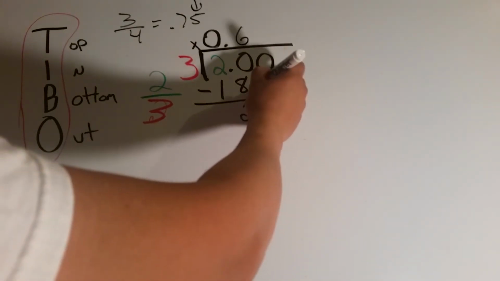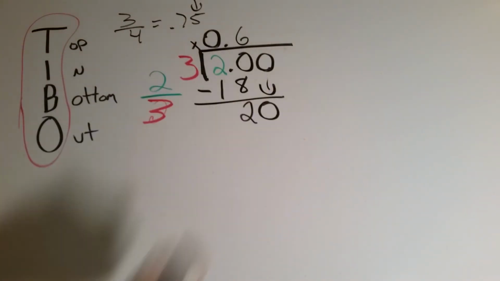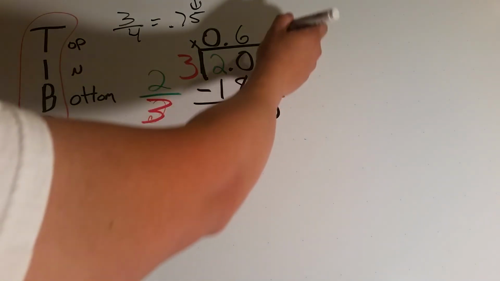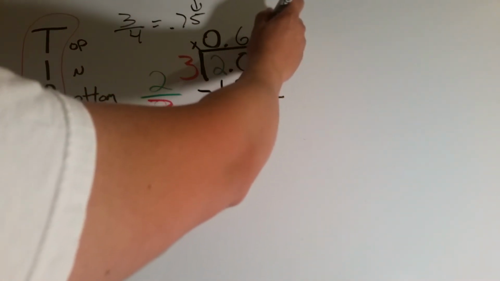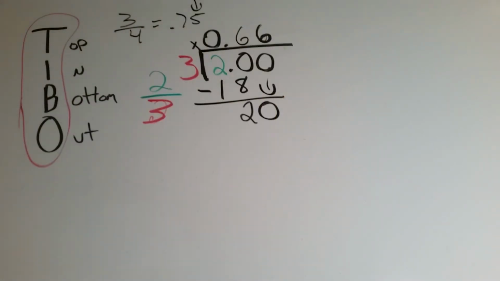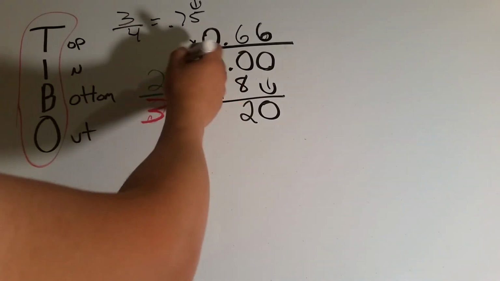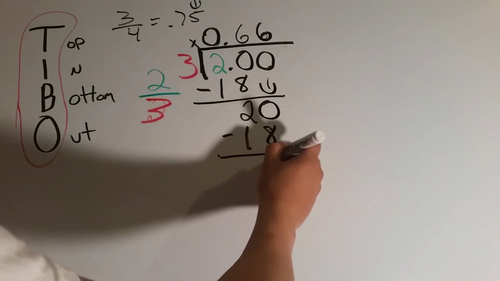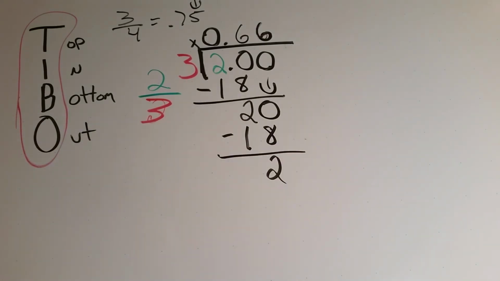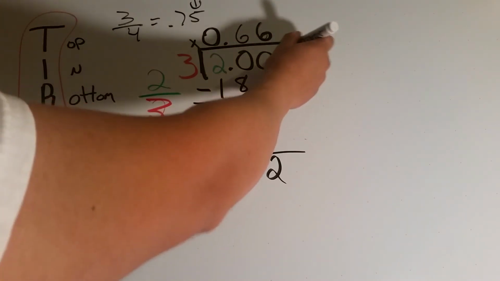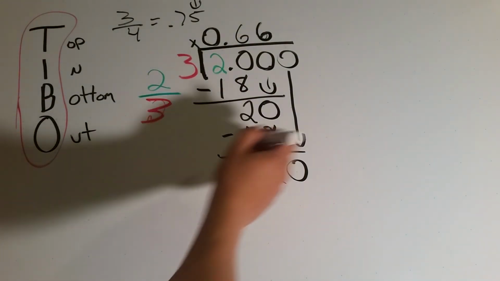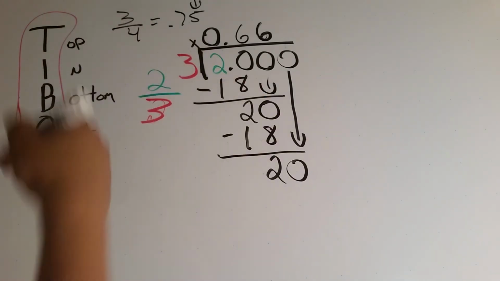We're going to bring that 0 down, like so, and that's going to give us another 20. How many times is 3 going to go into 20? Another 6 times, okay? So 3 times 6 is 18. We subtract it, and that's going to give us another 2, okay? With this 2, again, we can keep adding another 0, and we're going to bring it all the way down, and that's going to give us another 20. 3 is going to go into that again, another 6 times.